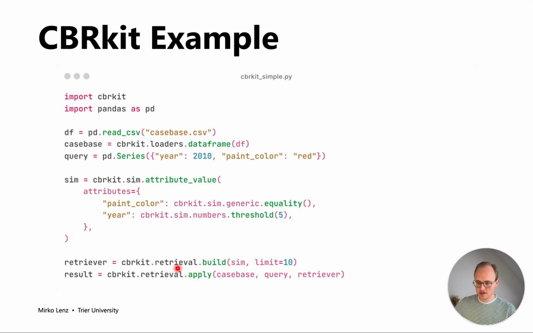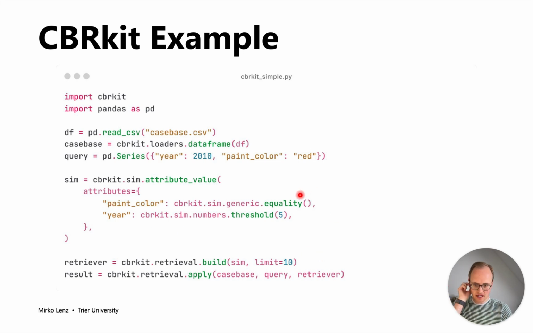The retriever is then built. So we say we want to use our similarity function here and retrieve at most 10 cases. And then finally, we apply the retriever. So we give it the case-based retriever, the query, and the retriever, and then get a result containing the similarities and also the resulting ranking. And we even get local similarity values for the individual attributes in case we need them.